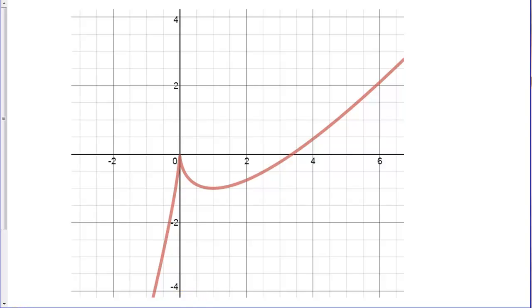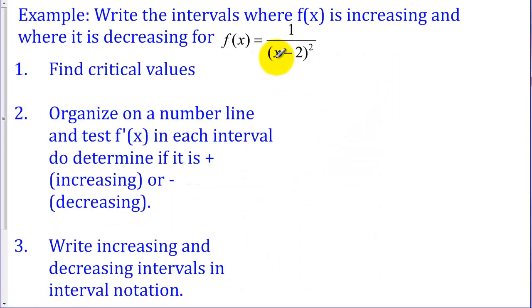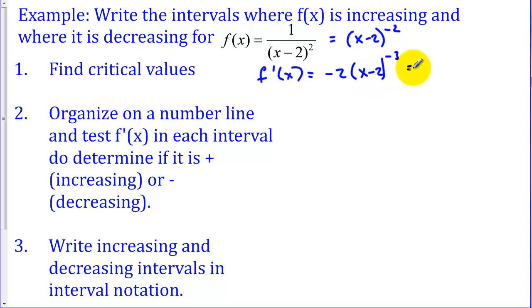And lastly, our last example here, let's look at a function like this. So we want to rewrite this in order to do our derivative. So this would be x minus 2 to the negative second. So if I find f prime of x, I've got negative 2, x minus 2 to the negative third power times the derivative inside, which is 1. So we've got negative 2 over x minus 2 cubed. If we set that equal to 0, there is no value that makes that 0. So for f prime of x equal to 0, there's no solution.